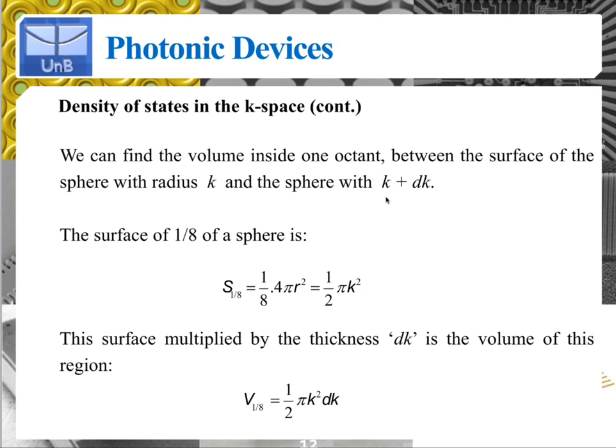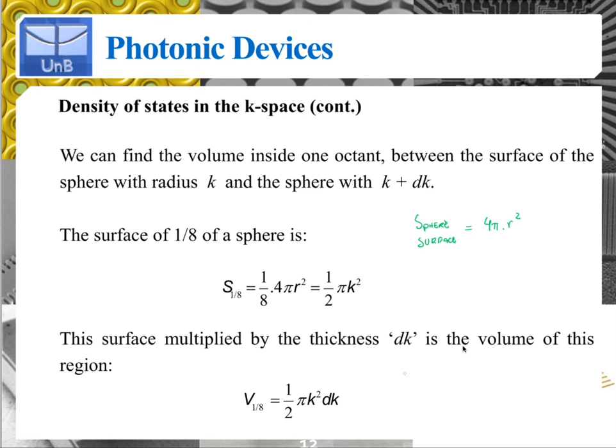So we can find the volume of this octant from the area of the surface of the sphere. We know that the surface area of the sphere is equal to 4 pi times r squared, where r is the radius. Now, since we're considering only one octant, we need to multiply this by 1/8, so we get 1/2 of pi times r squared. Since we're in k space, r is equal to k, so 1/2 times pi times k squared. Now, to get the volume, we can multiply this by the thickness dk.